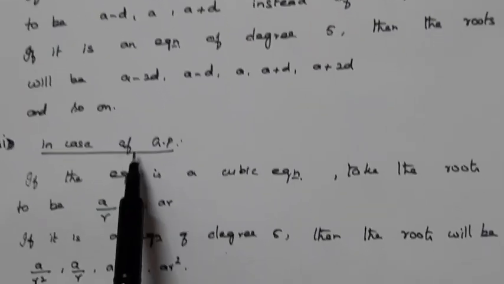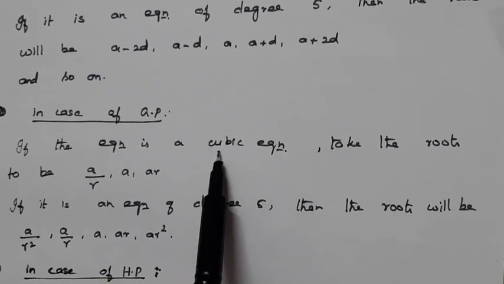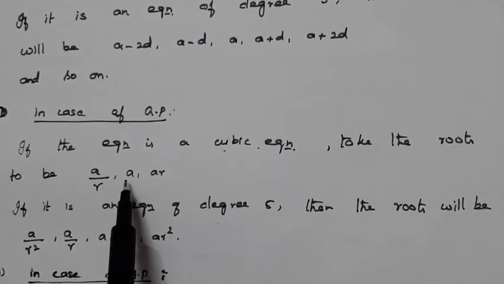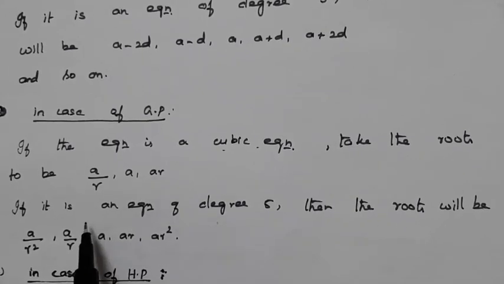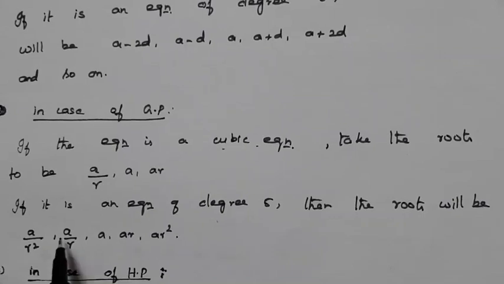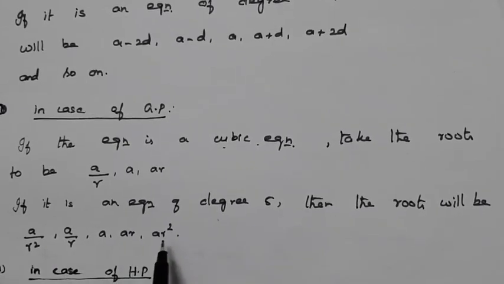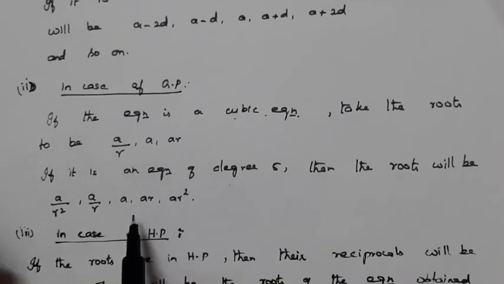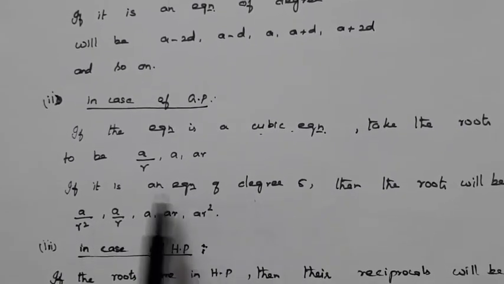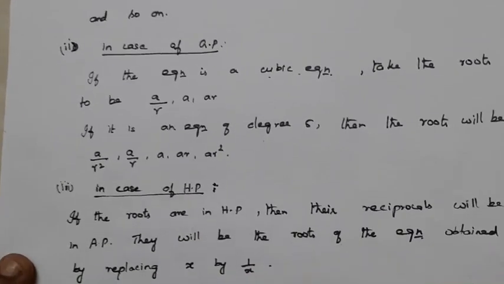Similarly, if the roots are in geometric progression, and if the equation is a cubic equation, how to take the roots? a by r, a and ar. And if it is of degree 5, then the roots should be like this: a by r squared, a by r, a, ar and ar squared. And then by using sigma 1, sigma 2, sigma 3, we find out the values of a and r, and then you will get the required roots, okay.